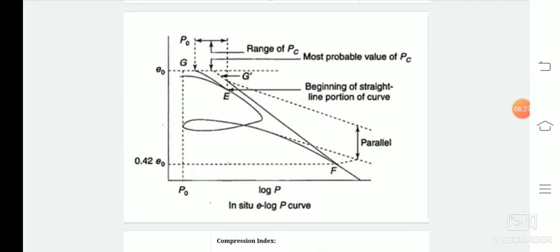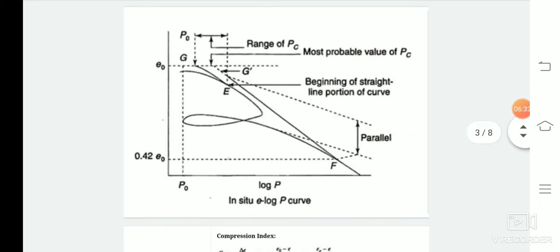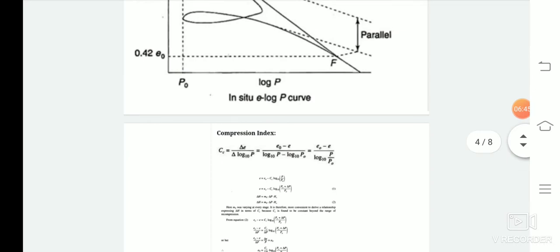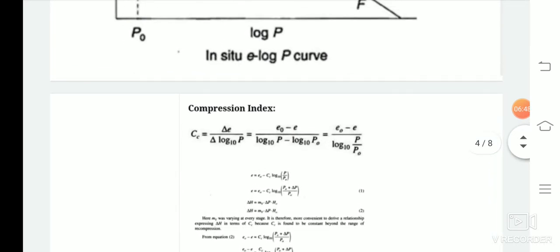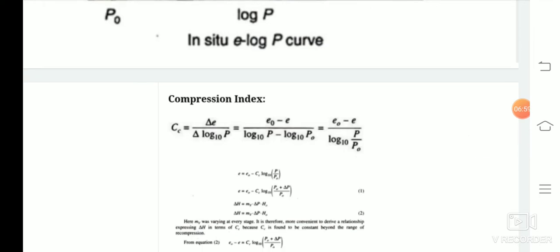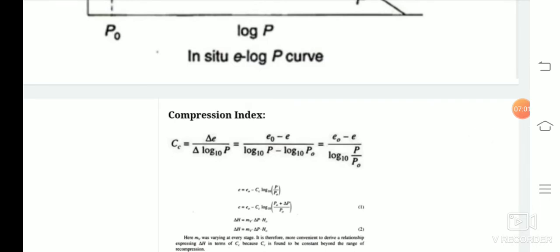So how is the compression index Cc obtained? The compression index is obtained from the virgin compression curve. The straight line portion of the virgin compression curve can be expressed by the following relationship given by Terzaghi: Cc equals e naught minus e divided by log of P by P naught, where e naught is the initial void ratio corresponding to the initial pressure P naught, and e is the void ratio at the pressure P.